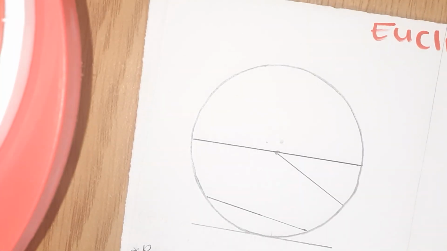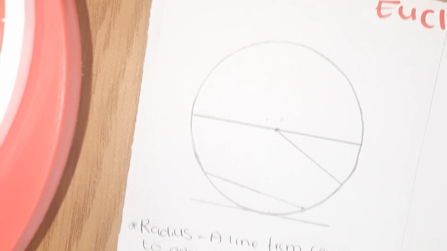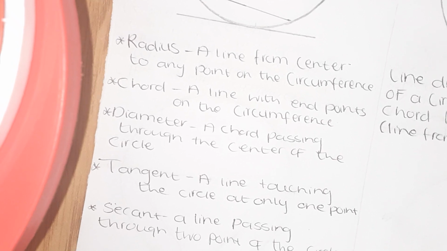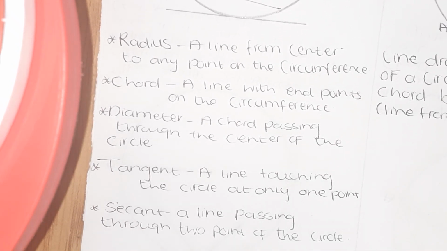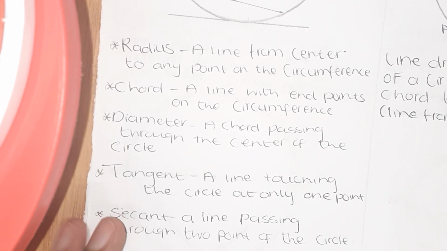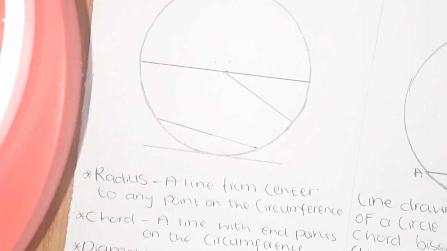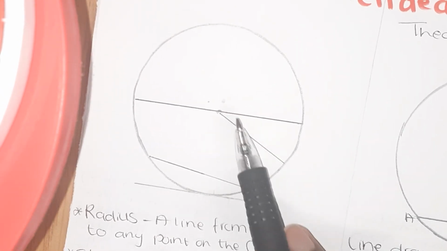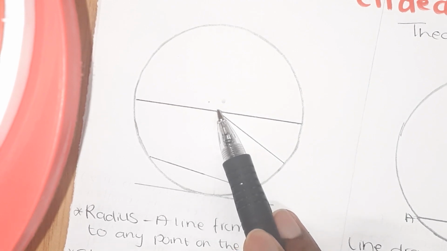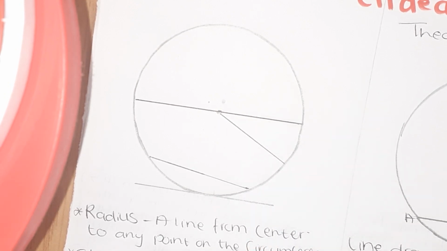All right, so we can learn the basics of circle geometry. Now let's come here and learn this first. You need to know what is a radius, what is a chord, what is a diameter, what is a tangent, and what is a secant. So we are firstly going to start with a radius. A radius is a line from the center to any point on the circumference. So we have a circle here. This is the center of the circle, and this line drawn from the center to the circumference is the radius.